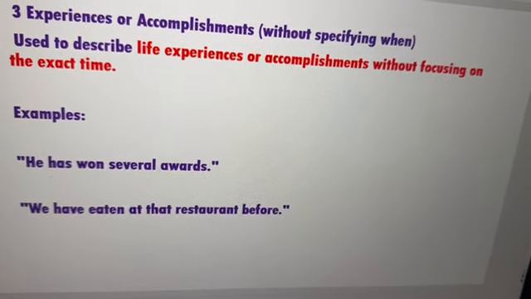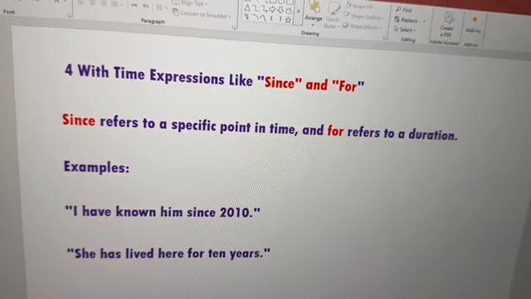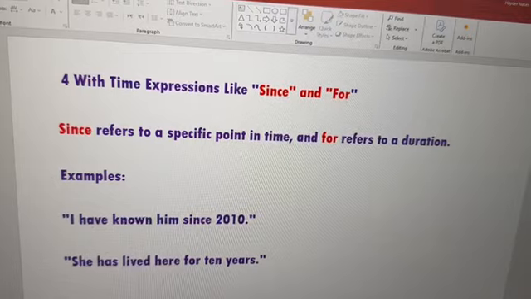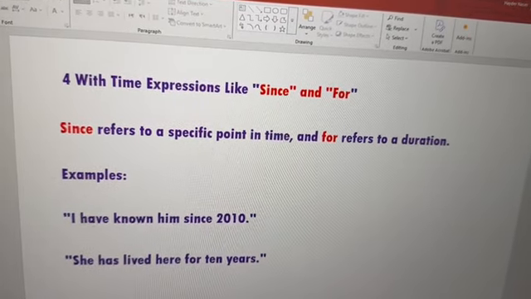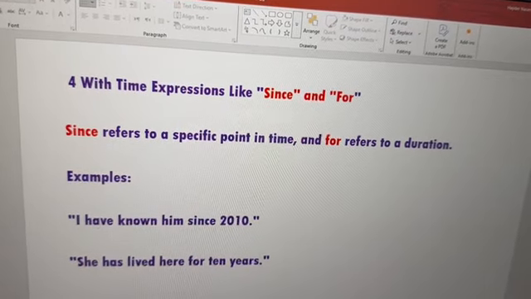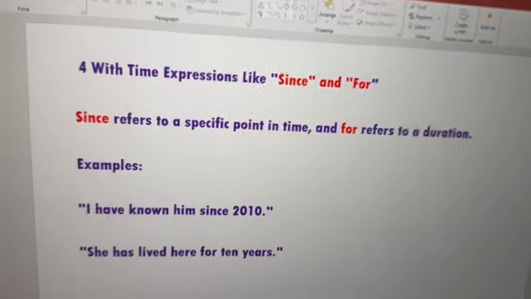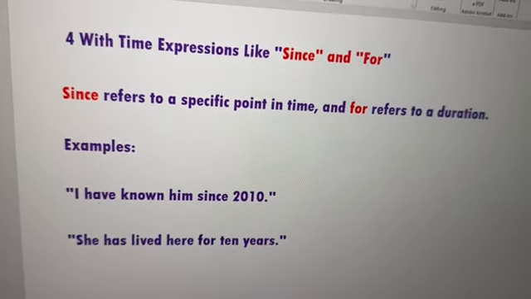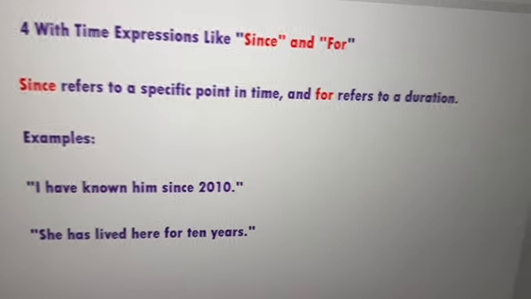And we have the fourth usage, and this usage is about time expressions like since and for. Since refers to a specific point in time, and for refers to a duration. Examples: I have known him since 2010, and she has lived here for 10 years.